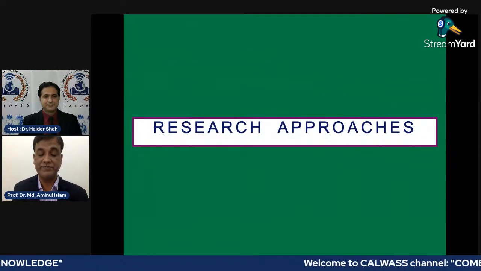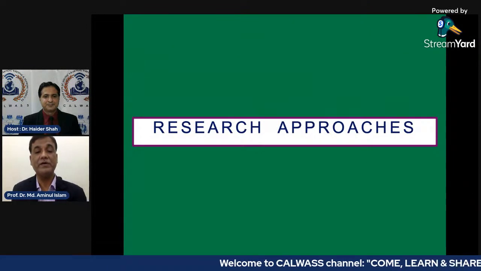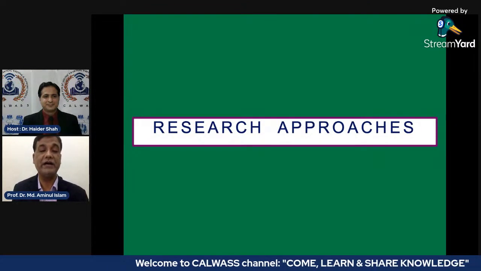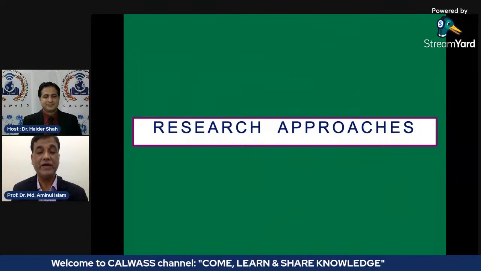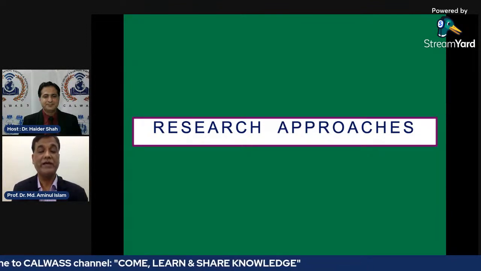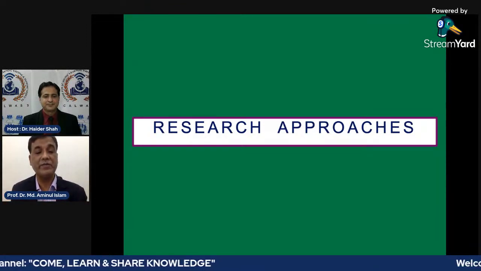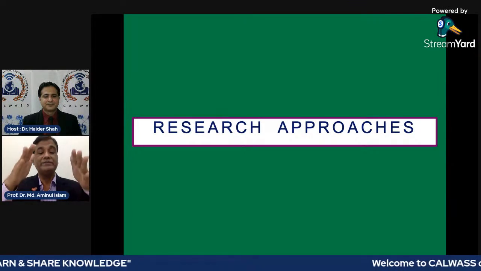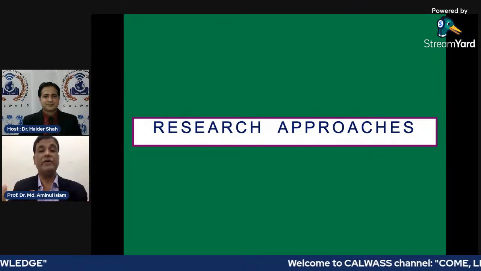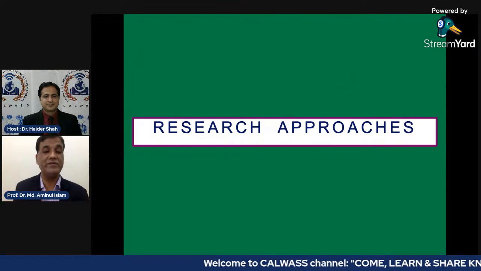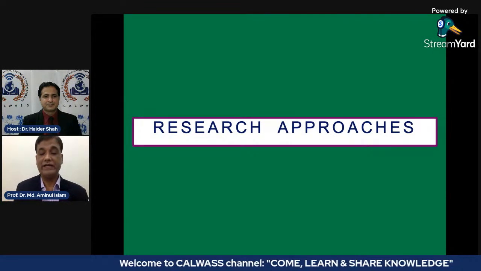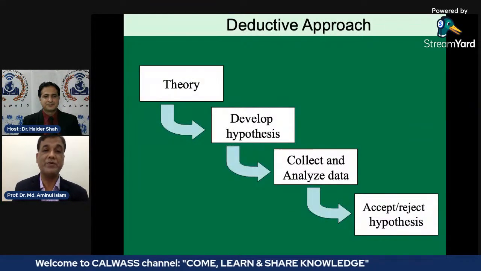Research approaches. So now let us recap. We started with identifying the research gap. Then we defined the research problem. Then we categorized into qualitative, quantitative, mixed approach. Then we looked at the philosophical foundation of research, right? Either positivist or constructivist. We looked at that, and now we are coming down into research approaches.